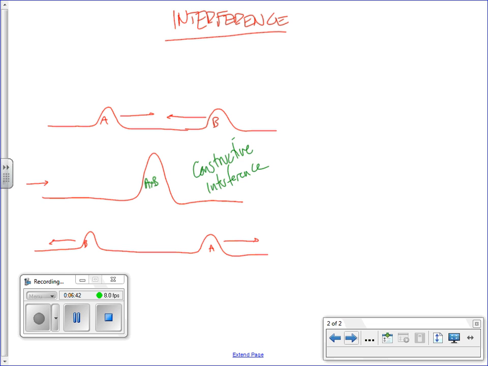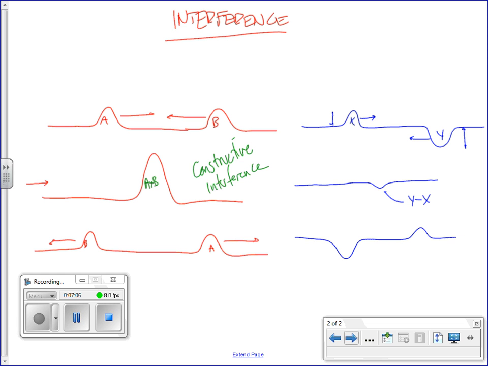Destructive is the opposite of that. It looks like this. You got an A coming, you got a B coming. Oh, we'll call them X and Y. They come together, and this one might be a little bit like that, because notice that Y is a little taller than X. So when they interfere right there, that would be like Y minus X. And then Y keeps going and X keeps going. So we would call this destructive interference. Okay.